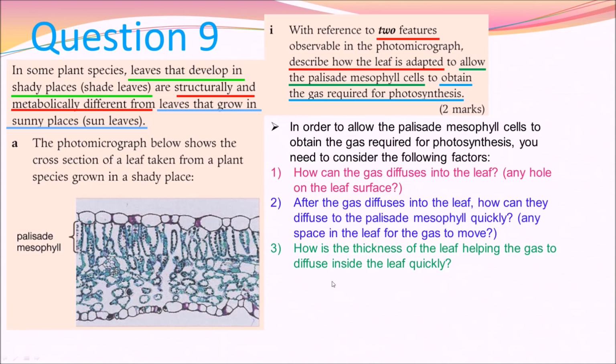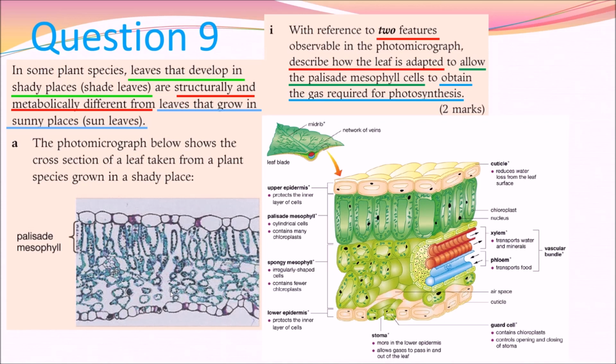And the third one is, how is the thickness of the leaf helping the gas to diffuse inside the leaf so quickly? So for the thickness, it's either thick or thin, right? Either thick or thin. You tell me, should the leaf be thick or thin? You tell me the answer. By thinking about guiding questions 1, 2, 3, refer to the leaf structure in your textbook.